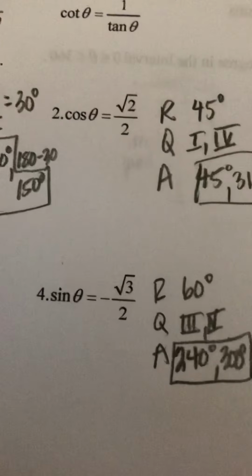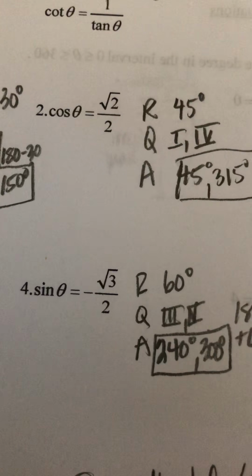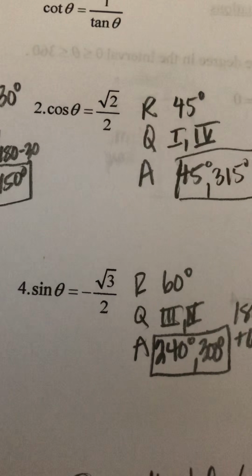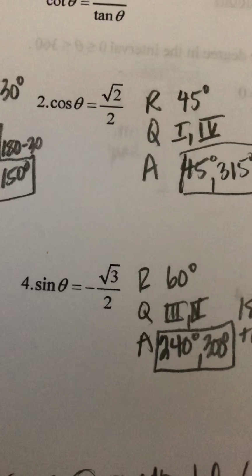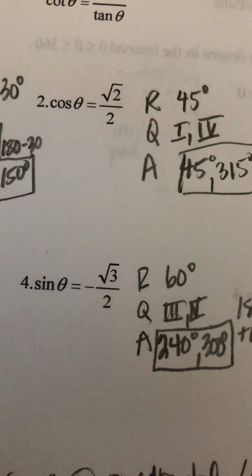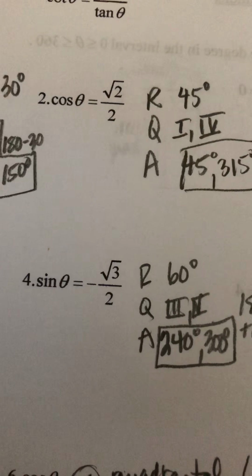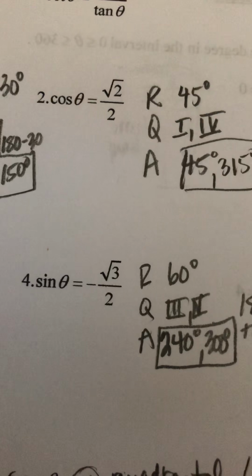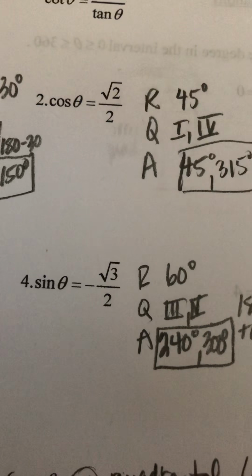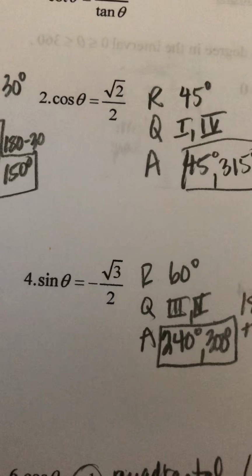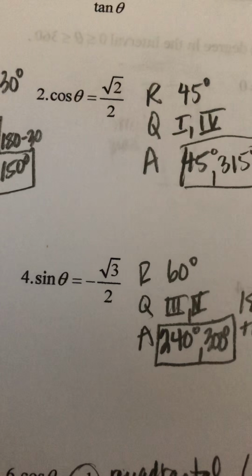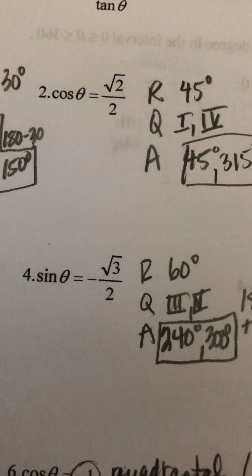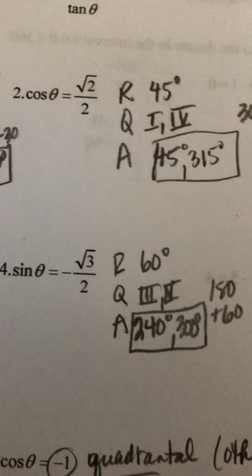Okay, example 4. Similar, the negative we ignore for now, and we say, okay, from our chart, where does rad 3 over 2 show up for sine? We look and we say, okay, that's at 60 degrees. And now we see it's negative, and we say, okay, from ASTC, when is sine negative? Sine is negative in quadrants 3 and 4. So now we have to put that 60-degree reference angle into quadrants 3 and 4.